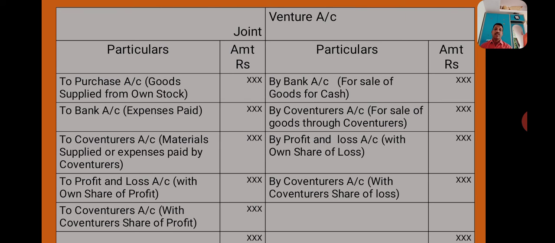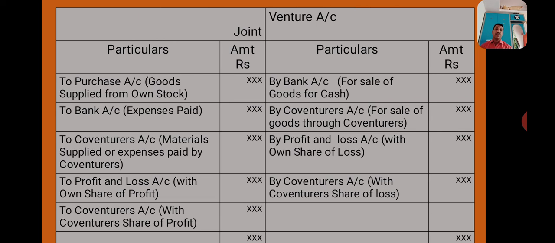Third item, to co-ventures account for the materials supplied by the other co-venturers or for the purpose of expenses paid by the other co-venturers. And then fourth entry is to profit and loss account on account of the profit on joint venture. The profit will be distributed on one share. So one share: the co-venturer in whose books we are maintaining the accounts, his share of the profit is written as to profit and loss account. Next, to co-ventures account: the profit share of the other co-ventures is written as to co-ventures account.